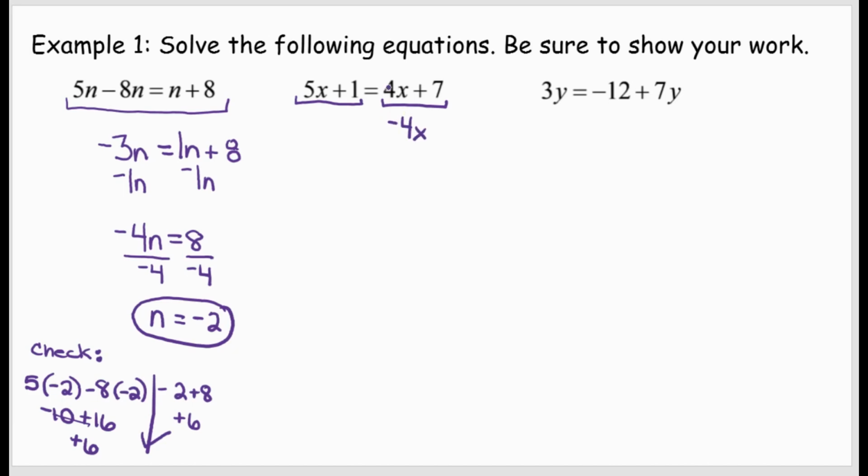So this is plus 4x, so minus 4x. We'll get rid of it on the right side, and I will do the same on the left. Okay, 5x minus 4x is 1x, plus 1 equals 7. Okay, now I see there's constants that I can get rid of this plus 1 constant by subtracting. So x equals 6.